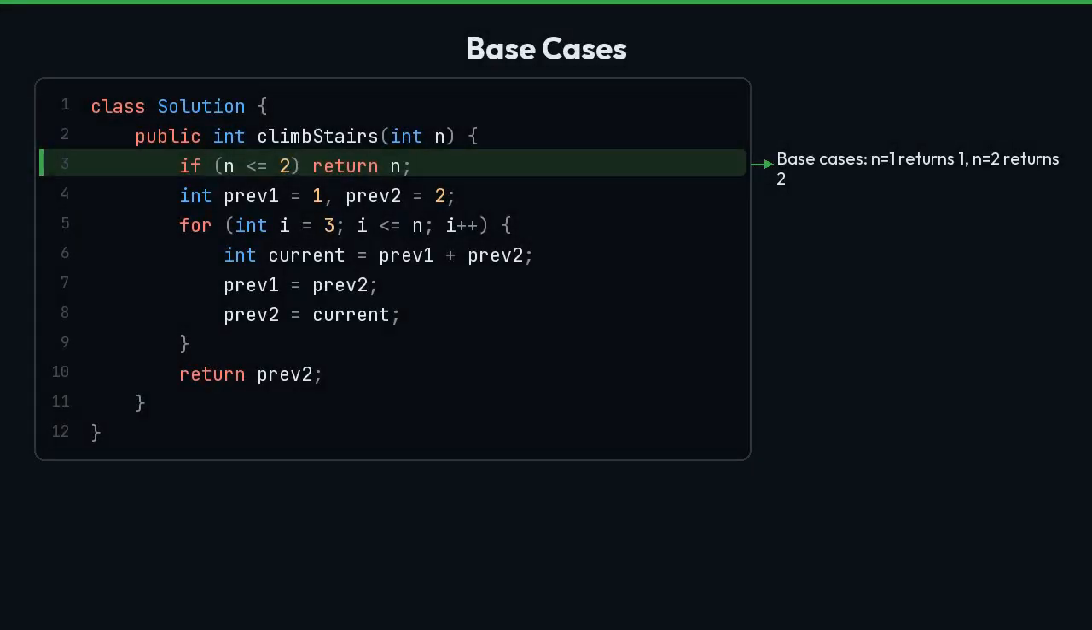First, we handle the base cases where n is less than or equal to 2. If there is only one step, there is only one way to climb it. If there are 2 steps, you can take 2 single steps or 1 double step, giving 2 ways.